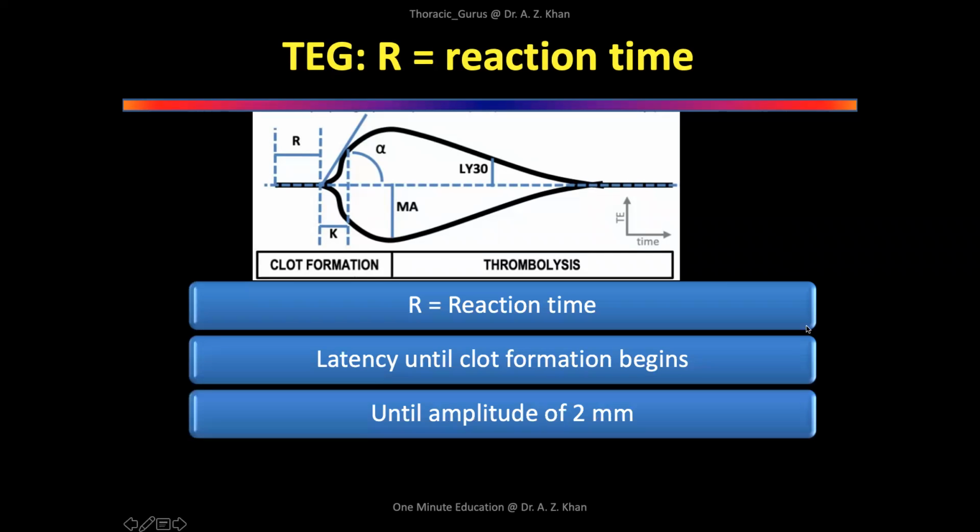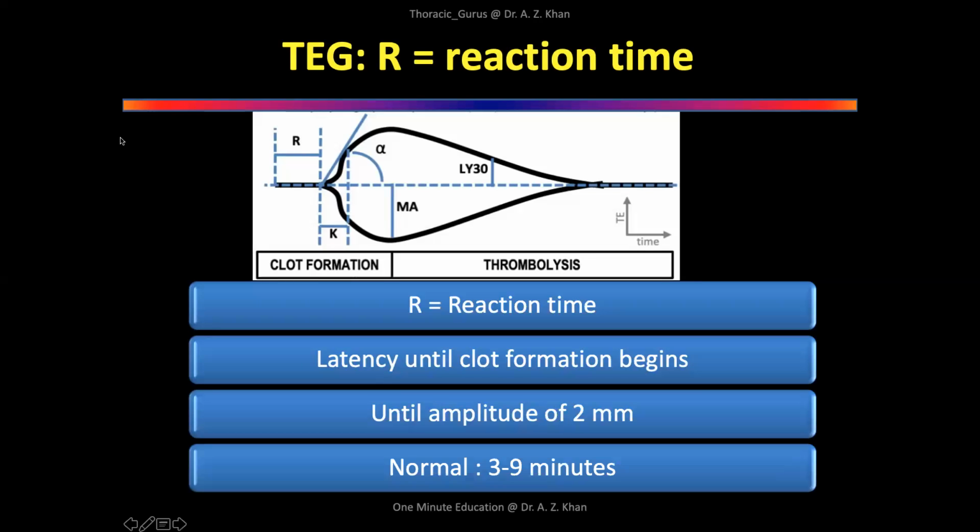What is normal R? 3 to 9 minutes. You must know this. 3 to 9 minutes is normal R. You must know this. This is an MCQ question, by the way. Normal R time. Yeah. Okay.